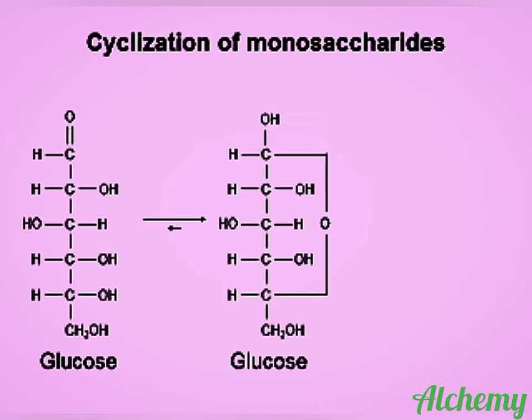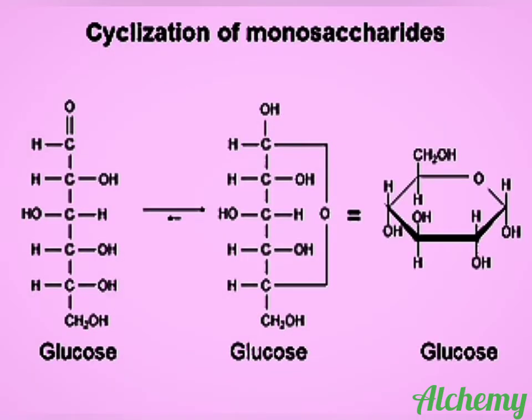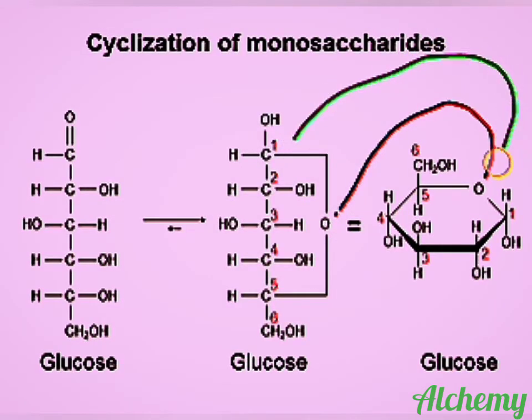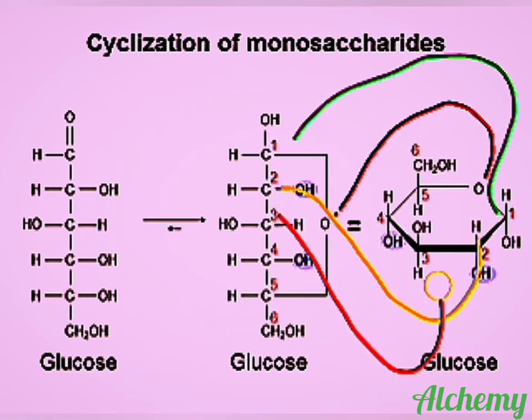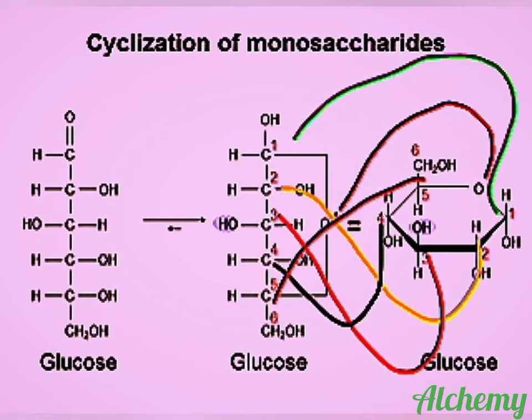Now we have to draw the cyclic 6-membered ring. We will start with oxygen. The oxygen is placed here. Next we have to number the carbon atoms. The carbon number 1 is placed here. Next, carbon number 2, carbon number 3, carbon number 4, carbon number 5. The carbon number 6, that is CH2OH, is placed above carbon number 5.